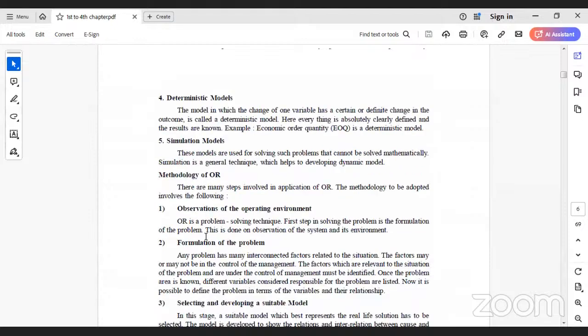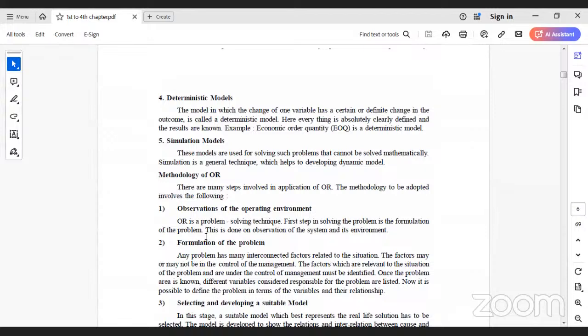Deterministic model. A model in which a change in one variable has a certain or definite change in the outcome is called a deterministic model. Here everything is absolutely clear and defined, and the results are known. Economic order quantity is an example of a deterministic model.